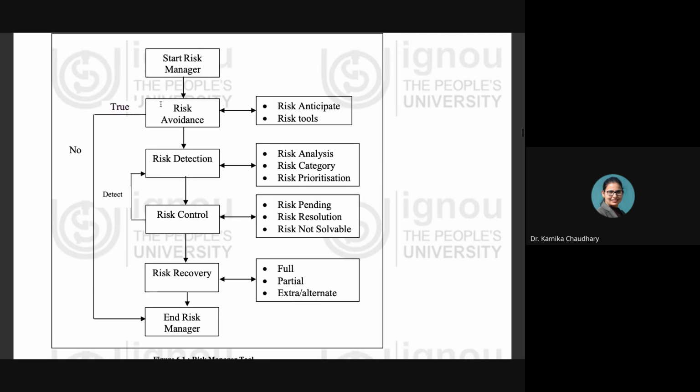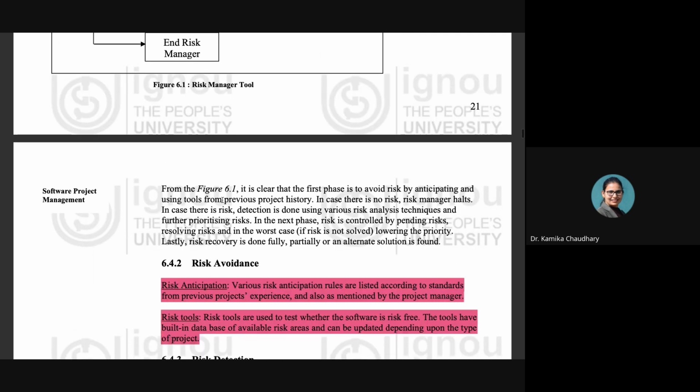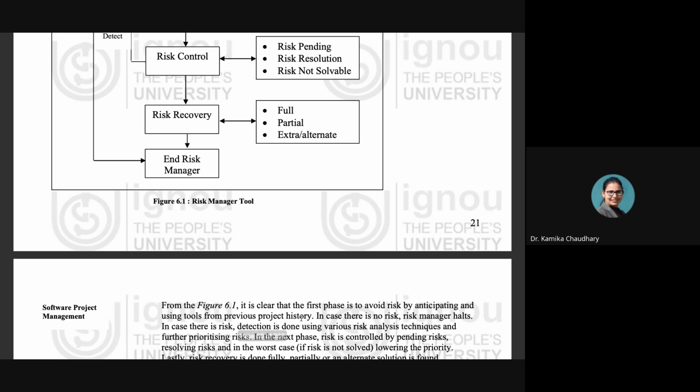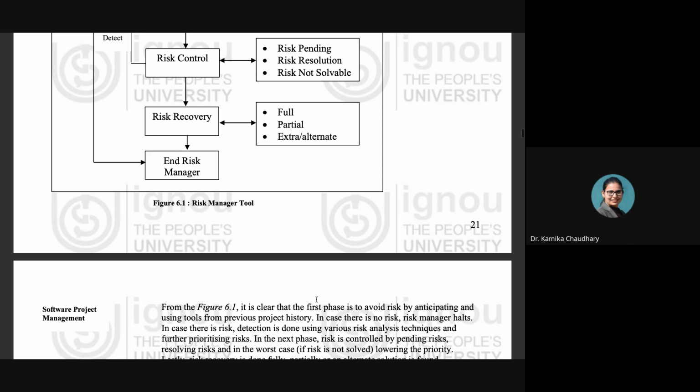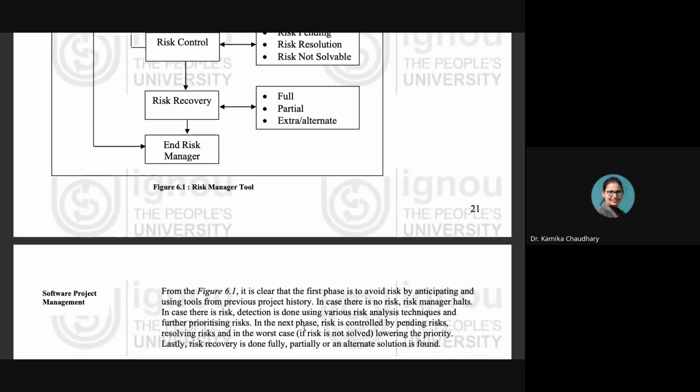Start the risk manager, risk avoidance. We are just going to read it and then see it. From figure 6.1, it is clear that the first phase is to avoid the risk. Obviously, we do not want any risky situation to come to us. That is why the most important thing is to avoid the risk by anticipating and using the tools from the previous project history. Obviously, we always make use of the previous project history in order to anticipate the kind of risk that could happen. In case there is no risk, the risk manager halts.